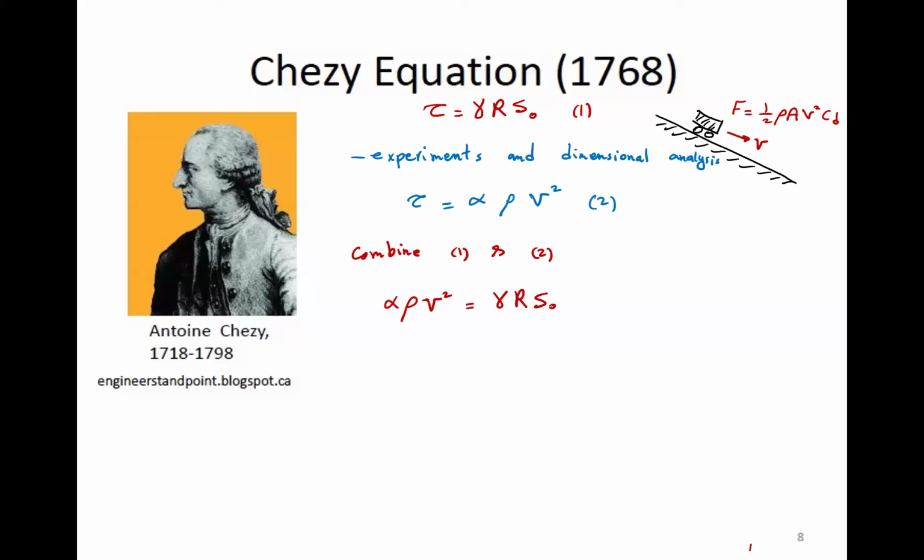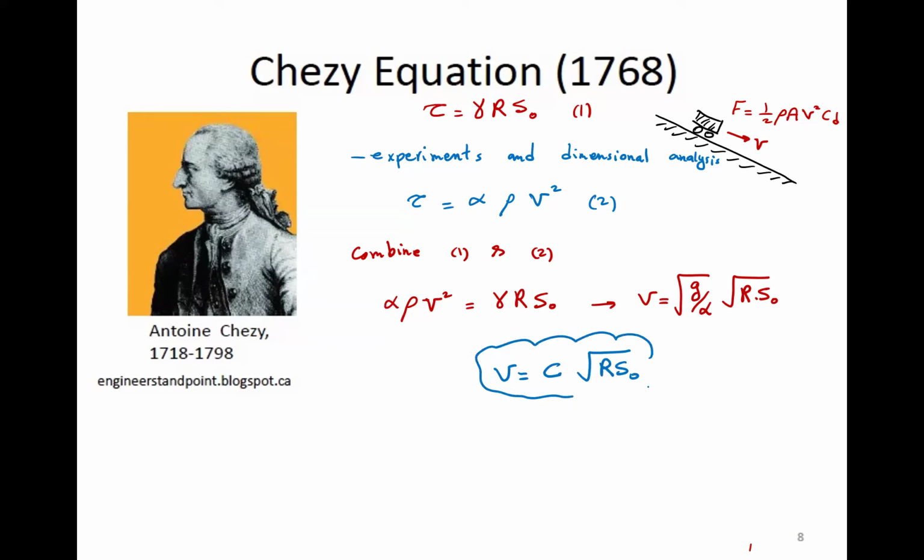And if you just do the math and move things around a little bit and simplify, we're left with velocity equal to the square root of g over alpha times the square root of hydraulic radius times the slope. That's just simple calculations. And then he said, okay, let's call this square root of g over alpha something. Let's call it C. So he said the velocity in an open channel flow in uniform condition is equal to a coefficient C times the square root of R S naught.